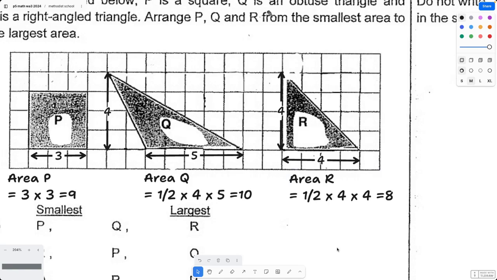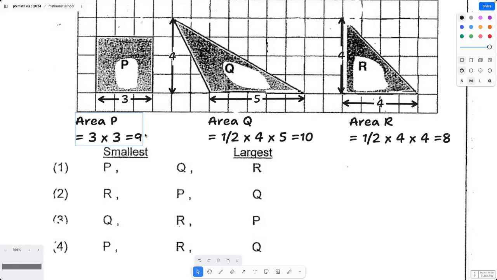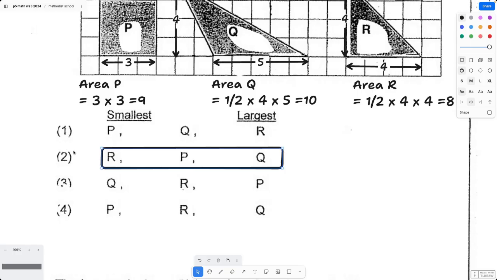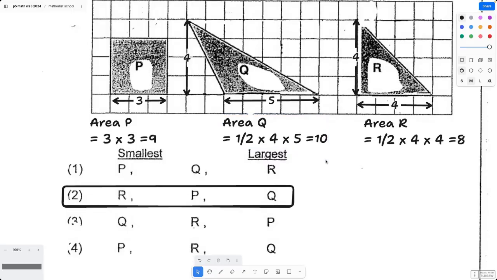So now we know all the areas for all of the different figures. We want to start with the smallest. The smallest should be R. Since there's only one option with the smallest R, the answer is number 2: R, P, Q. Let's double check. P is the middle, which is 9, correct? And Q is the largest, which is 10. All right, so for question number 5, the answer is number 2.